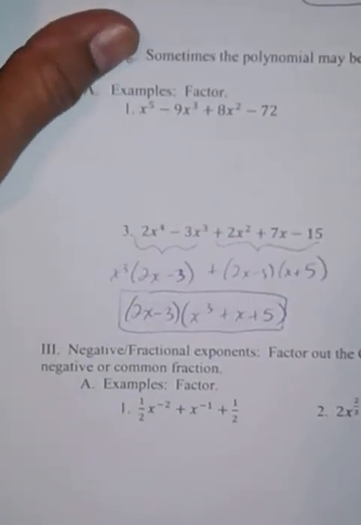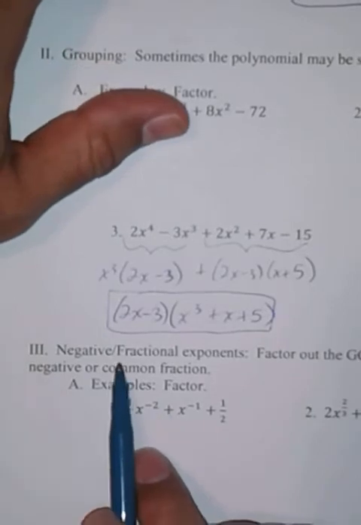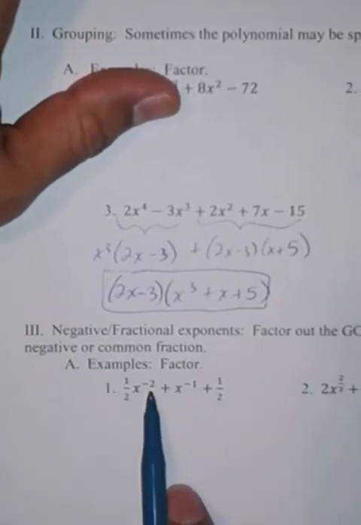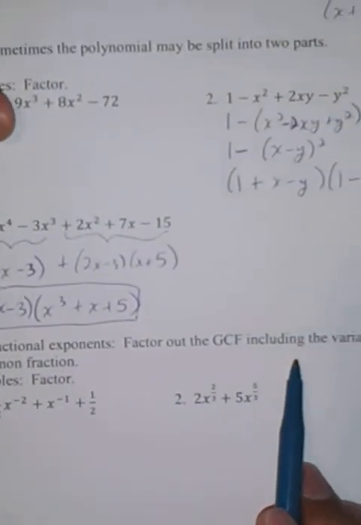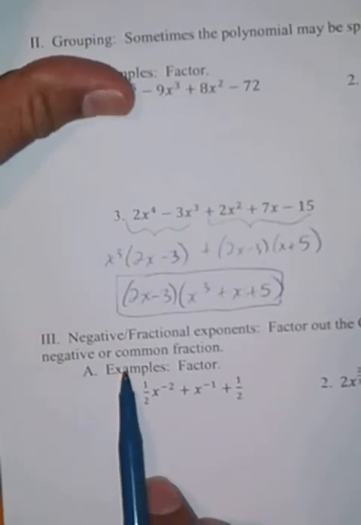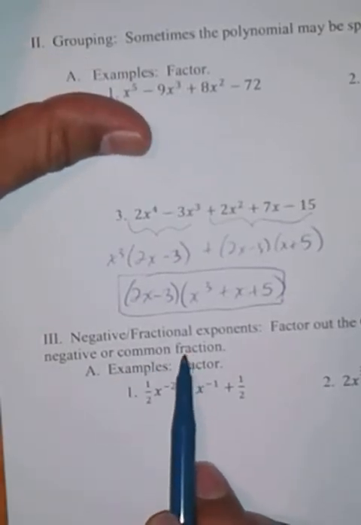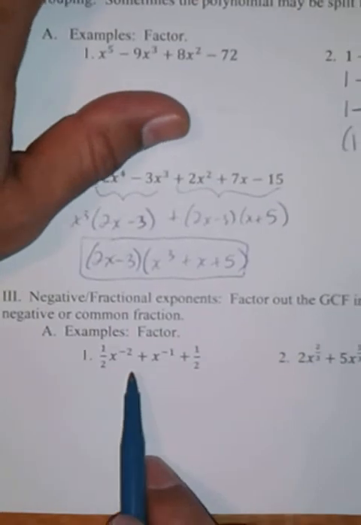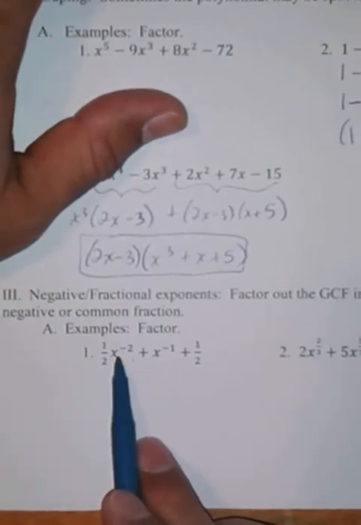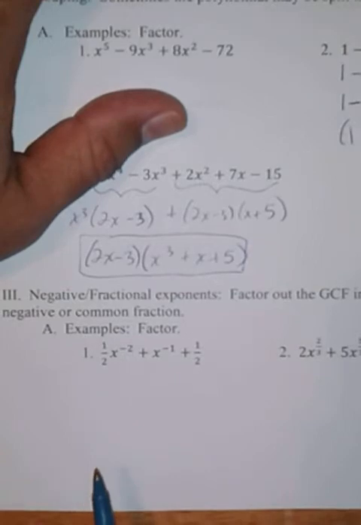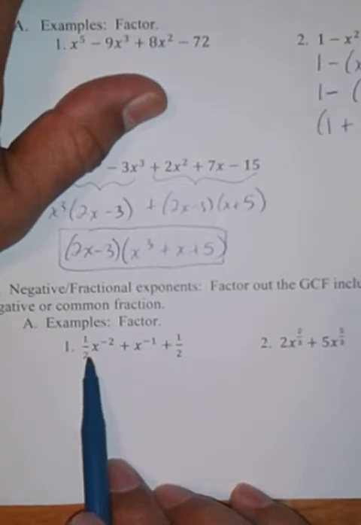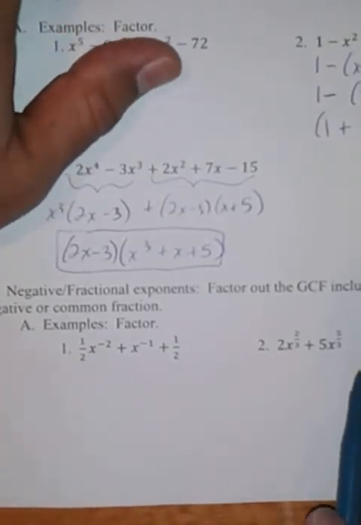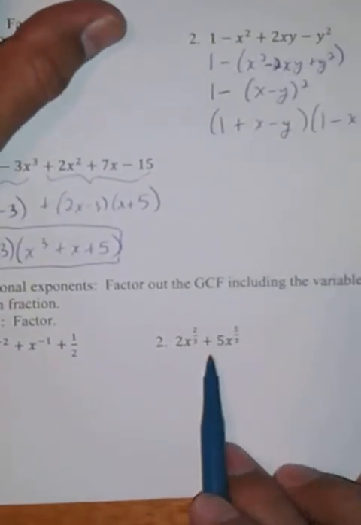Some other things that we want to point out about factoring. So when you're factoring negative or fractional exponents, like in these 2 examples, you want to factor out the GCF, including the variable with the least negative or least common fraction. Okay, so if we were to try this one, the least negative is x to the negative 2. So you would factor out x to the negative 2. I think you would want to factor out the 1/2 also. So you would factor out 1/2 x to the negative 2 power.